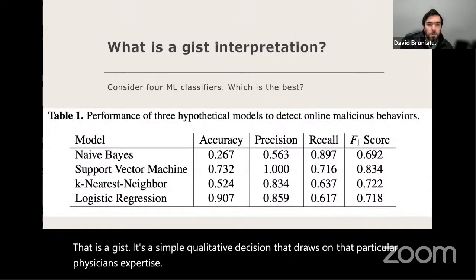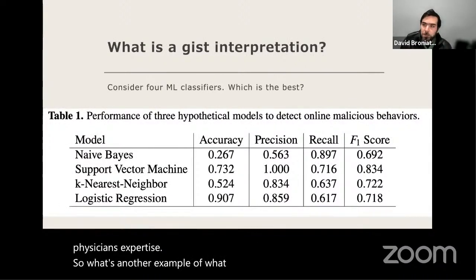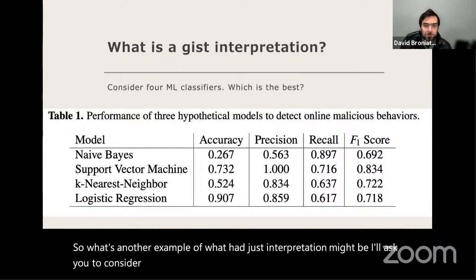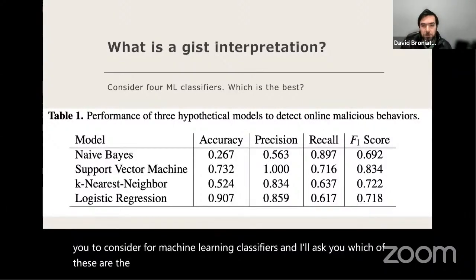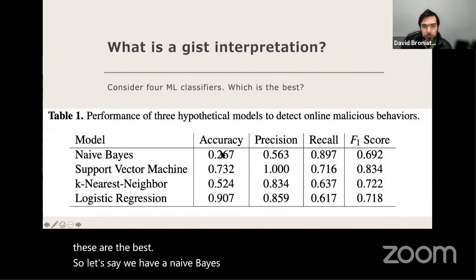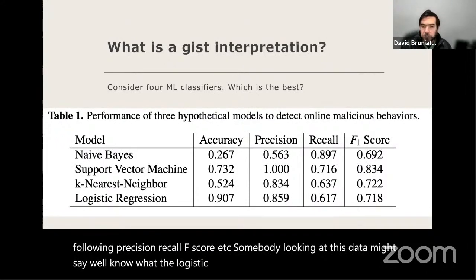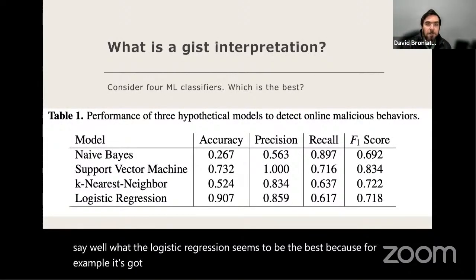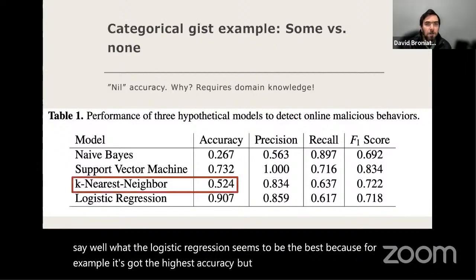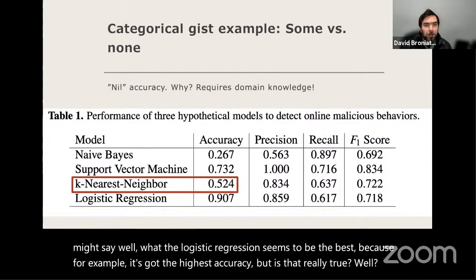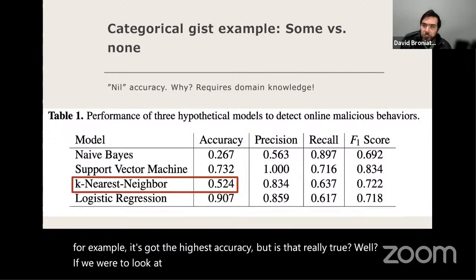So what's another example of what a gist interpretation might be? I'll ask you to consider 4 machine learning classifiers, and I'll ask you which of these are the best. So let's say we have a naive Bayes model, and it has this accuracy 26.7% and the following precision, recall, F-score, etc. Somebody looking at this data might say, well, the logistic regression seems to be the best because, for example, it's got the highest accuracy. But is that really true? Well, if we were to look at the categorical gist, how do we make sense of these results?